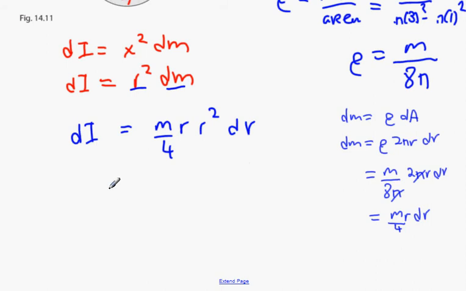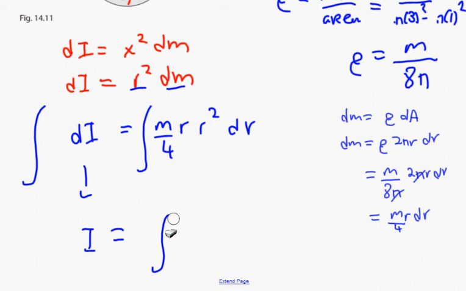Okay, and if we integrate both sides, dI integrates to I, and we can integrate the m and the 4 inside it if we want. Like, we can take it outside or we can put it inside. What way do you guys prefer? Take it outside. Okay, that's no bother. We can do that. So m over 4 is a constant, and inside we're going to be left with r cubed dr.